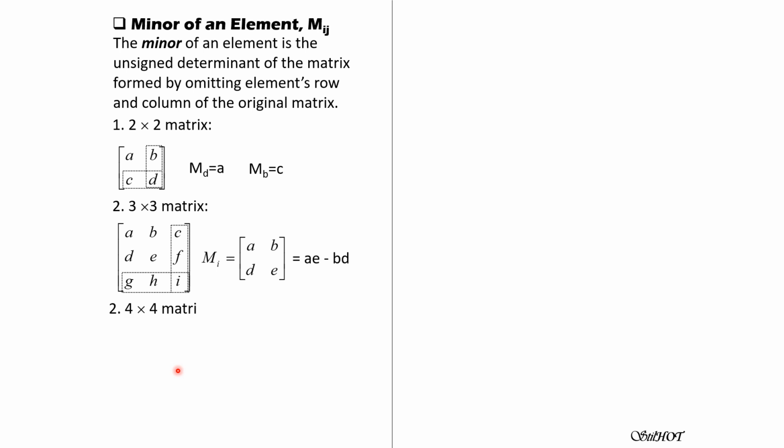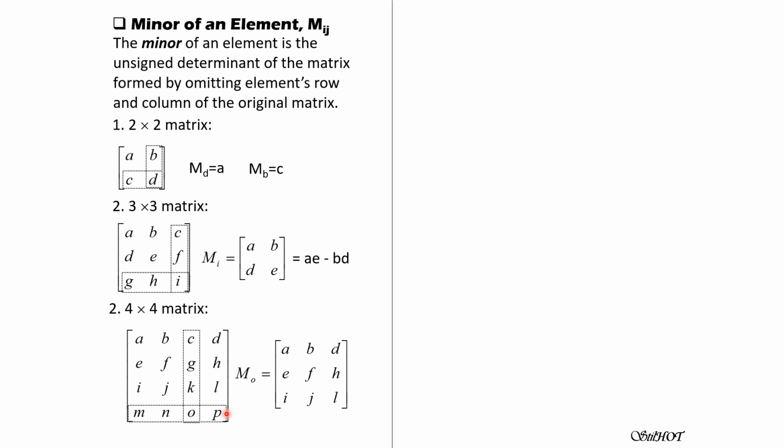If this is a 4 by 4 matrix, then for instance, we want the minor of O, so we eliminate the row and column through that element, and we have a 3 by 3 matrix. So the determinant of that 3 by 3 matrix is the minor of element O.